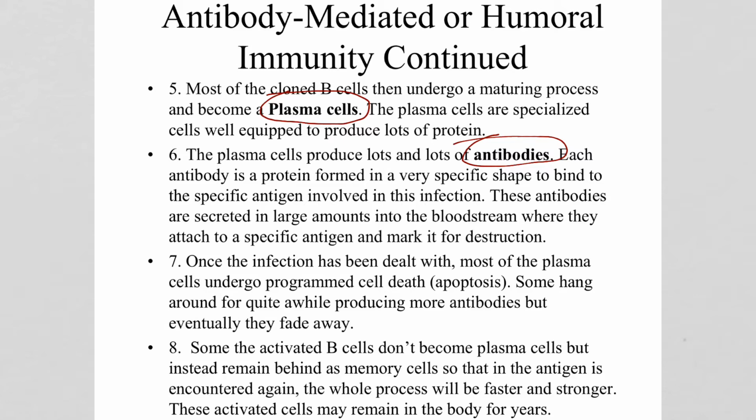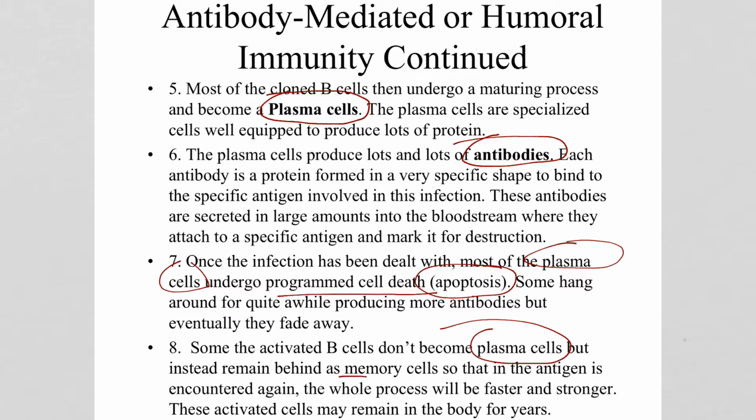Once the infection is over with, you don't really need all these plasma cells anymore. So most of the plasma cells undergo a process of programmed cell death. That's called apoptosis. So they go away fairly quickly. Some hang around for a while, but most die pretty fast, and the antibody levels drop back down to almost zero.